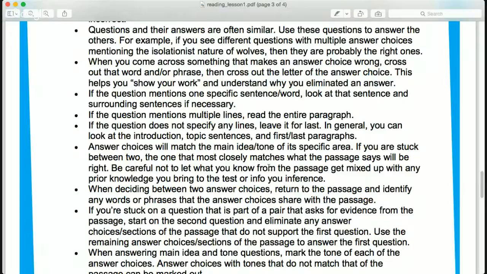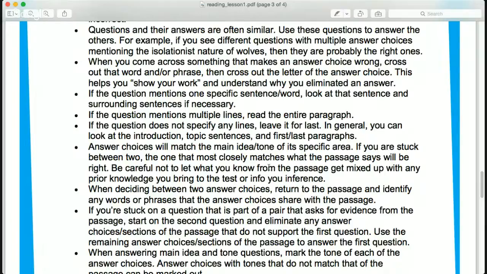If the question mentions one specific sentence or keyword, look at that sentence and surrounding sentences if necessary. Just make sure you use the proper context. The definitions of words, it's all about context. These words all have multiple meanings depending on where they're used. So you might as well gather as much information as you need.